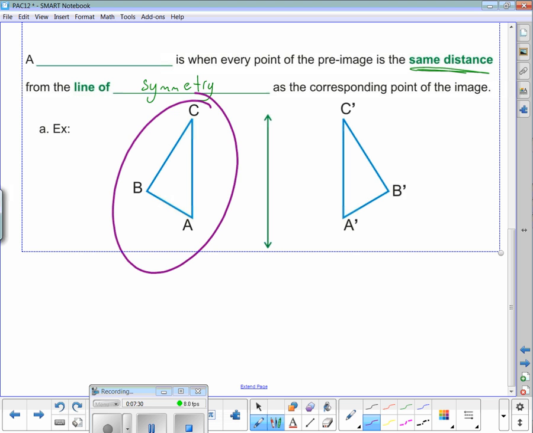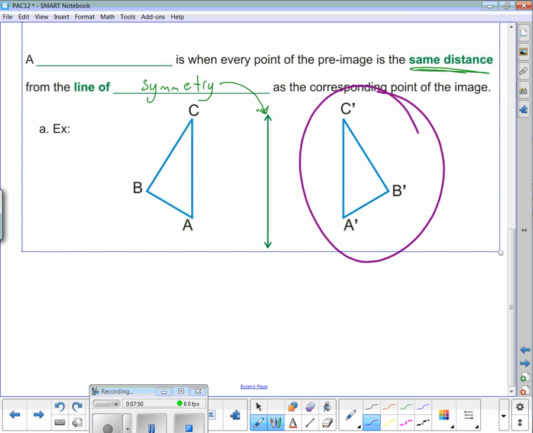This is the pre-image, right? The original. Now this you can write in, or you can just draw, this line of symmetry is right there. The green line right there is the line of symmetry. You should put an arrow to that so you realize that. And then the shape on the right is the image, right? And we know that because of the apostrophes.